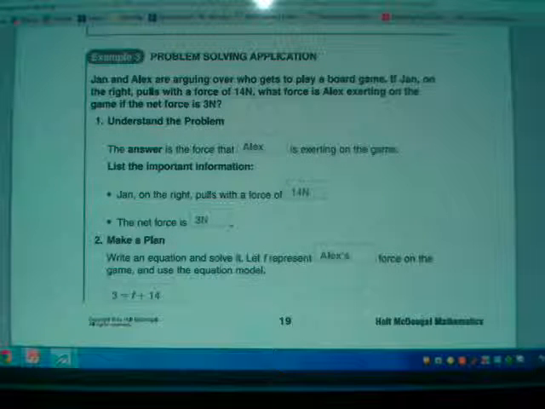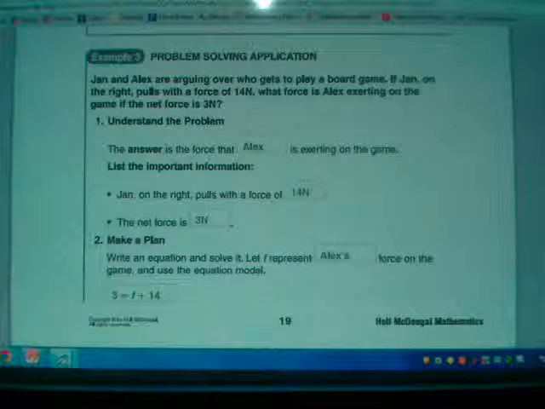So what they ask us to do then is to write an equation and then solve it, where F is going to represent Alex's force on the game, and then we'll use that equation model. So as you can see, the equation they've set up is 3 equals F plus 14.